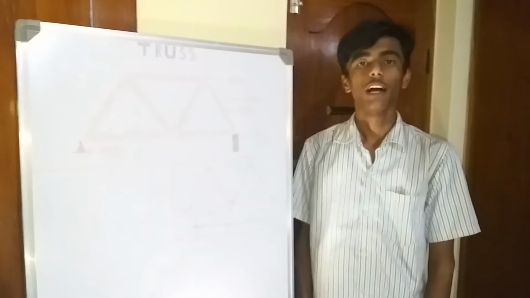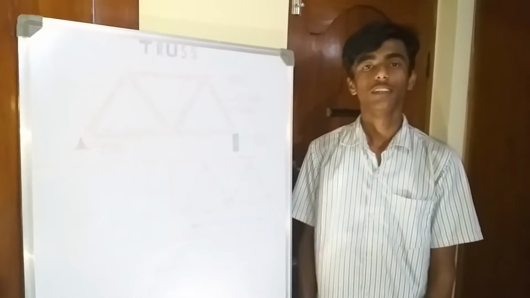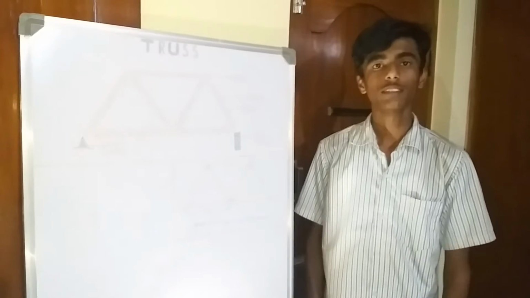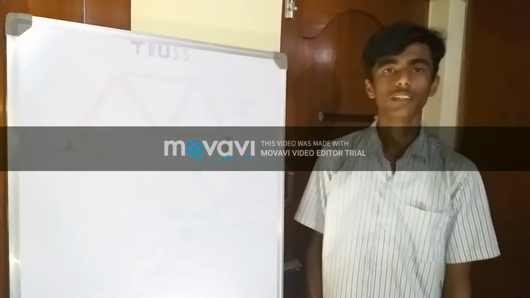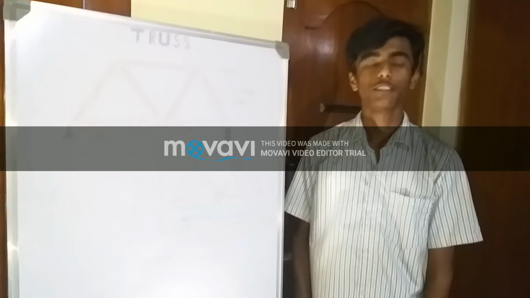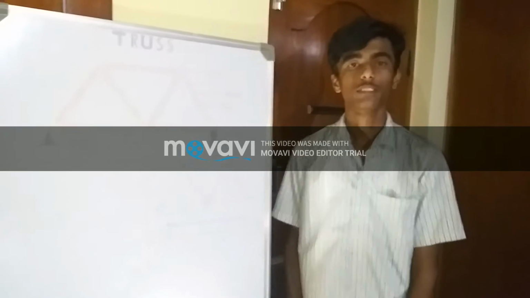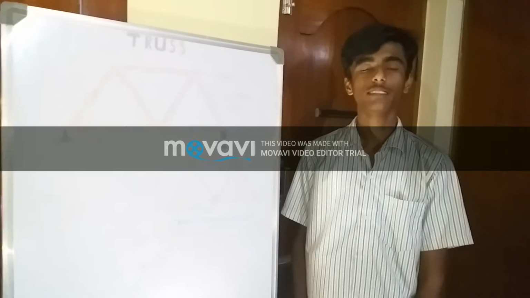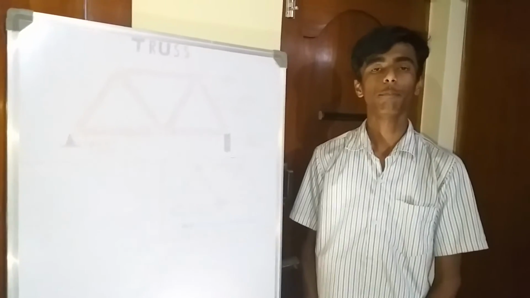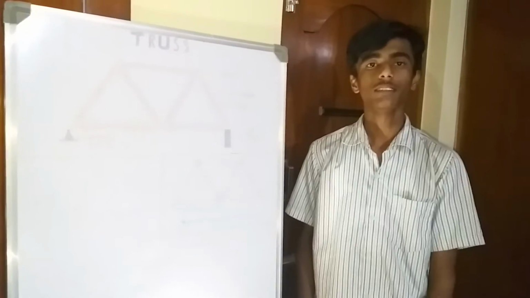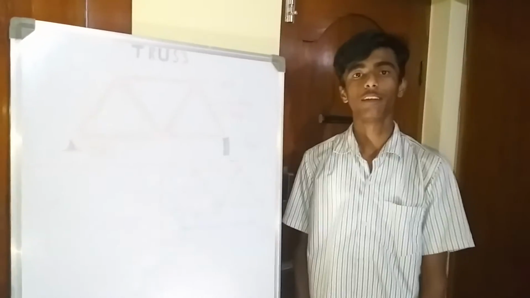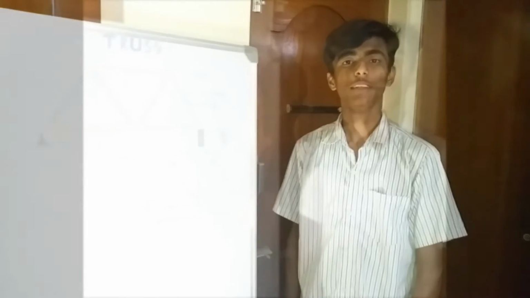Myself, Sunil. I am talking about the classification of trusses. There are three types of trusses: perfect trusses, imperfect trusses, and redundant trusses. Perfect trusses: the number of members is sufficient to resist external loads. Imperfect trusses: the number of members is less than required for a perfect truss. Redundant trusses: the number of members is greater than required for a perfect truss. The rest will be continued by Jayant.